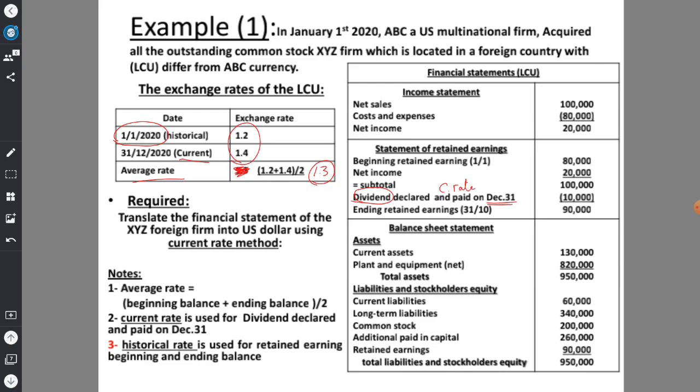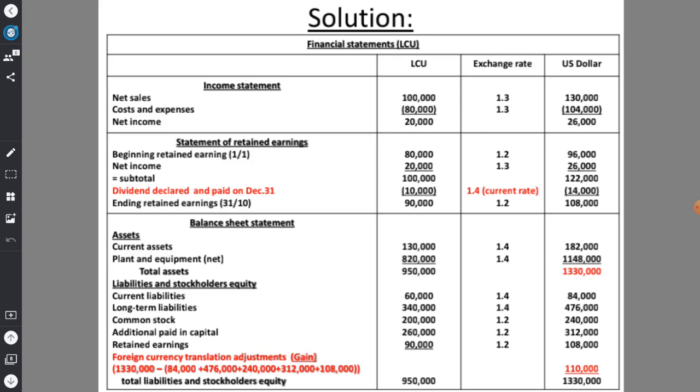طب عشان نحل المسألة دي هنعمل ايه؟ هنرسم الجدول تاني بس هتزود عليه 2 additional columns. One for the rate, the exchange rate and the other for the calculation. يعني هعيد تاني الجدول بتاعك ده كله. I'm going to rewrite it again, but with adding 2 additional columns.